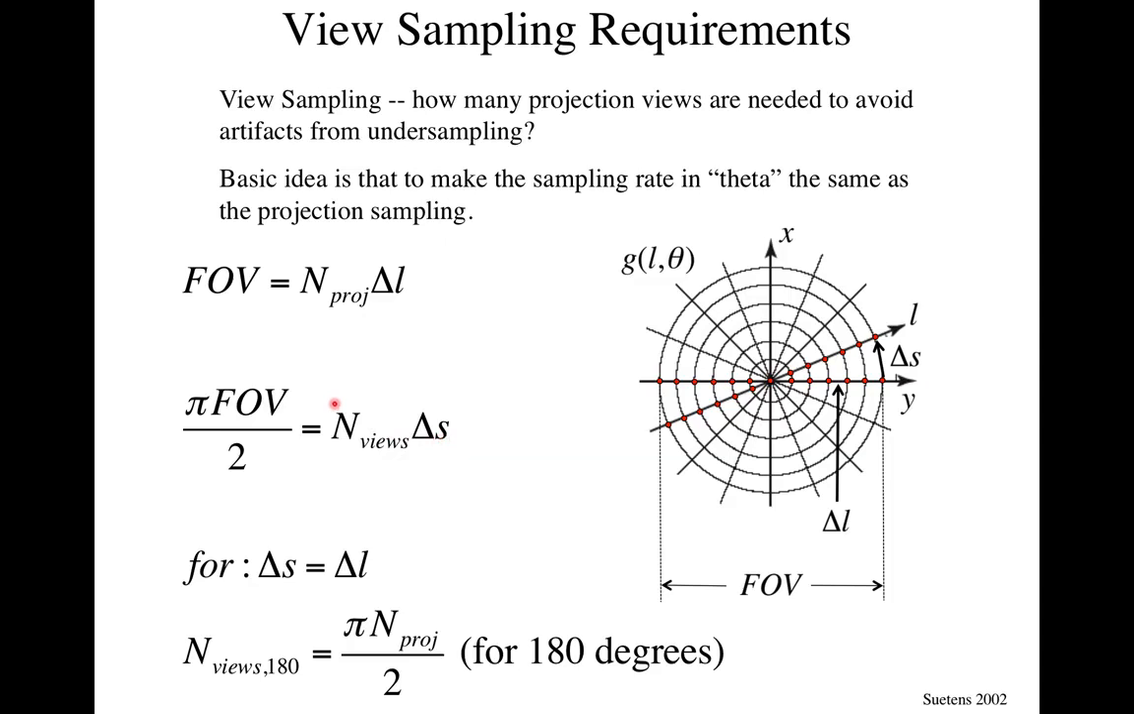And then we have an equation that tells us the relationship between delta S and the number of angles that we've taken, right? So if we set the criteria that delta S and delta L are the same, right, the number of views required for that is the number of projected views along here times pi over 2, right? So it's like 1.54 or whatever to obtain that. So if I have 100 here, I need about 150 views, right?